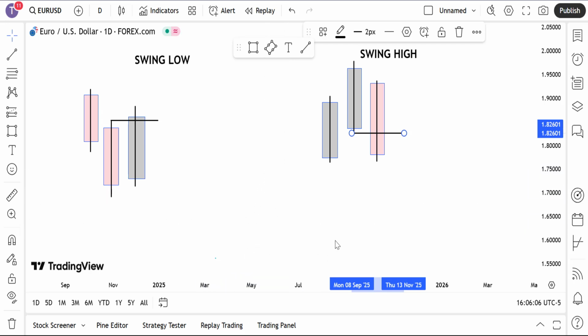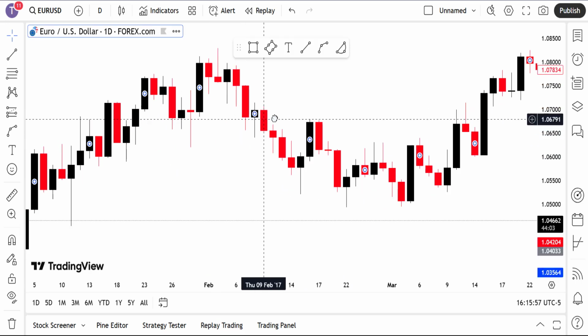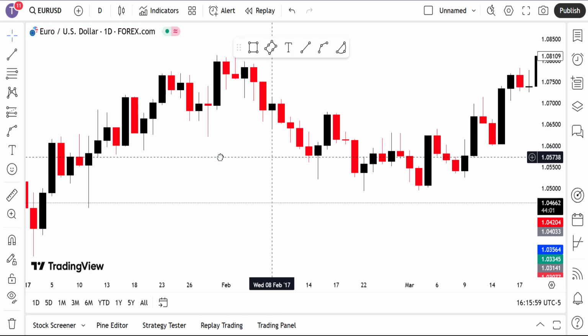Now let's quickly talk about this daily chart on the EURUSD, and we're going to learn how to spot these swing highs and swing lows in the market. So it's very simple. By the end of this video, you will understand how to identify these patterns and use them to make a smarter trade decision. So let's understand our swing low in the market.